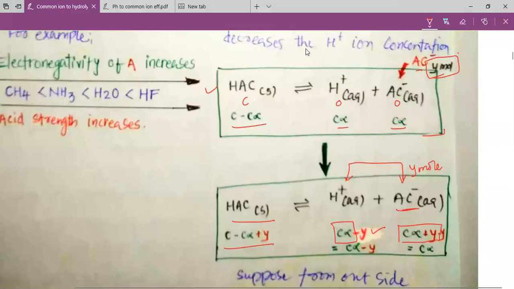Once again, these AC minus ions, when they are added to this equilibrium, first of all the concentration becomes Y. So the concentration of AC minus becomes C alpha plus Y. Now these Y moles of AC minus actually react with Y moles of H plus and give us extra Y moles of undissociated HAC. So the concentration of HAC increases, whereas the concentration of H plus decreases, but the concentration of AC minus remains the same. This is what happens.